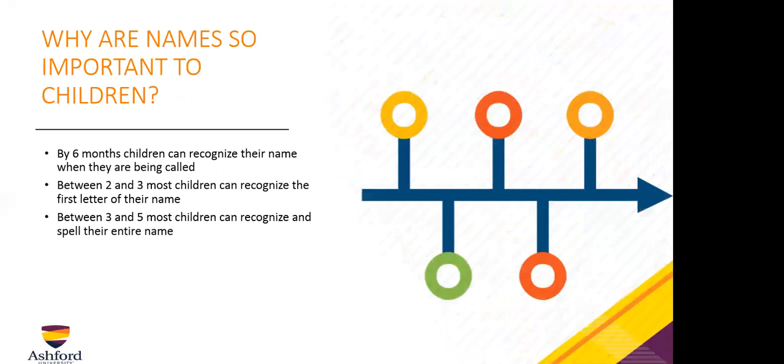So we also want to make sure that we look at the research and what the research has to say about why names are so important to children. Well, according to the Centers for Disease Control, by 6 months, children can recognize their name when they're being called. 6 months. So an infant already has a connection to their name. Between the ages of 2 and 3, most children can recognize the first letter of their name. And between 3 and 5, most children can recognize and spell their entire name. So not only are children excited about their names, but teaching with their names is developmentally appropriate because, as you can see, starting as early as 6 months, children begin to identify with their name.